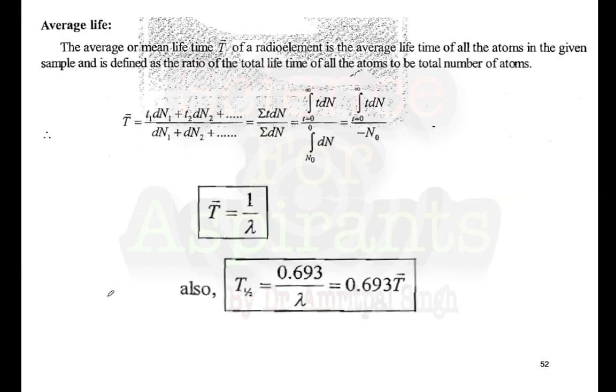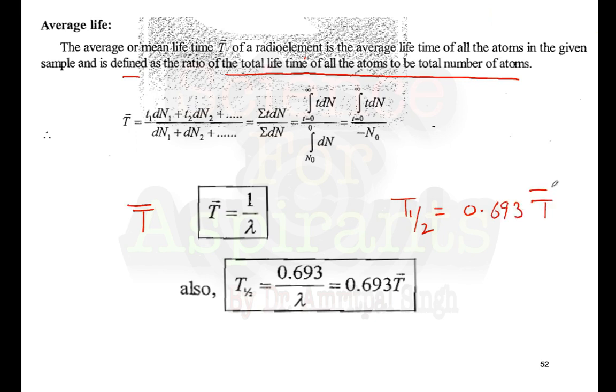So next is the average life of a radioactive material. The average or mean life of a radioactive element is defined for all the atoms in the given sample, as the ratio of the total lifetime of all the atoms to the total number of atoms. The average life of the material is generally represented by the term T bar, and it is inversely proportional to the decay constant. From that we can relate the average life to the half-life: half-life is equal to 0.693 times T bar.